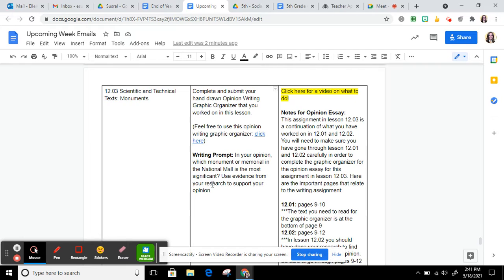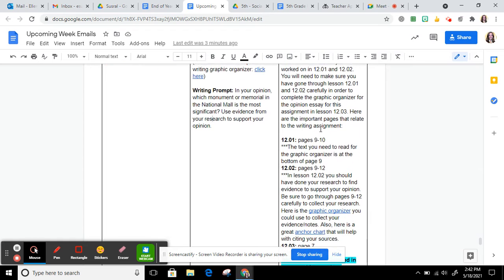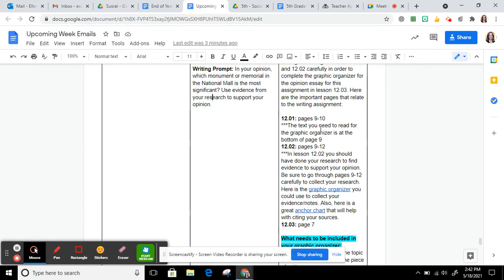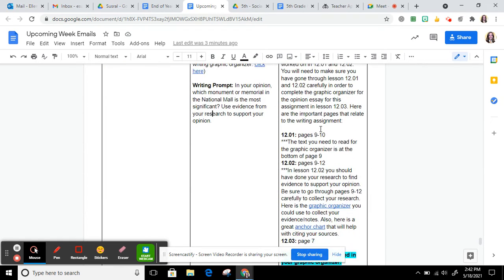Then in 1202, you start working on your brainstorming and your outside research for finding evidence to support your opinion. So you want to make sure that you go through the pages in lesson 1201 and 1202 before you do your graphic organizer for this lesson, 1203. I put the pages that you need for 1201, 1202, and 1203 here on your weekly announcement.